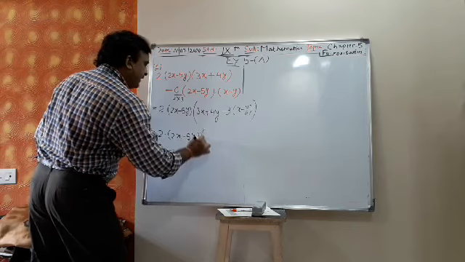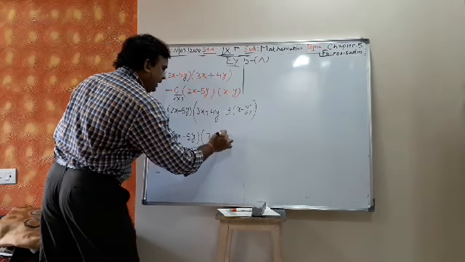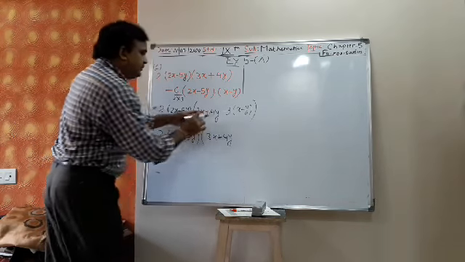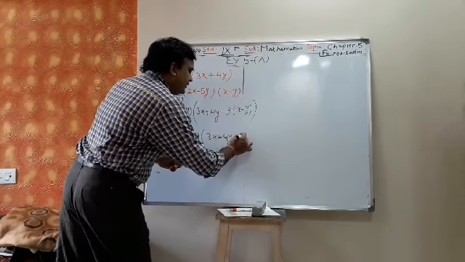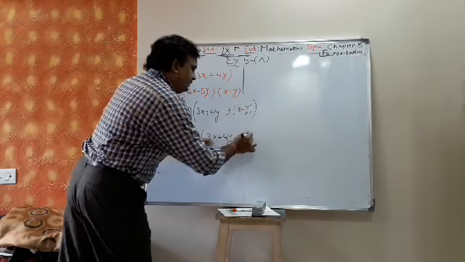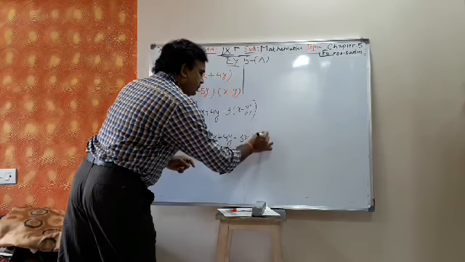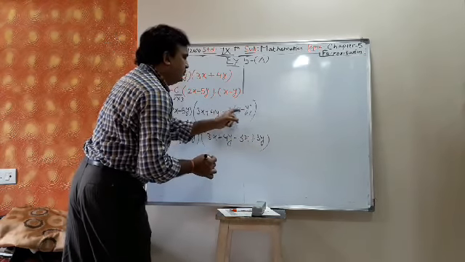Now we simplify the bracket. 3. Now we will open the bracket. 3x plus 4y. Now we open the bracket. Minus into 3x is minus 3x. Minus into minus is plus 3y. So minus 3x, minus into minus plus 3y.